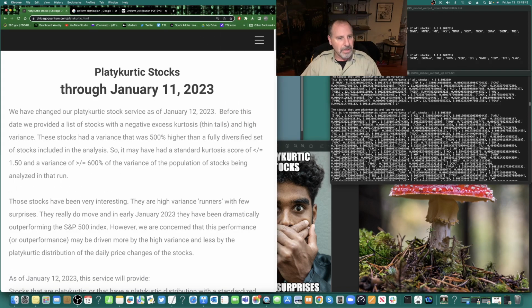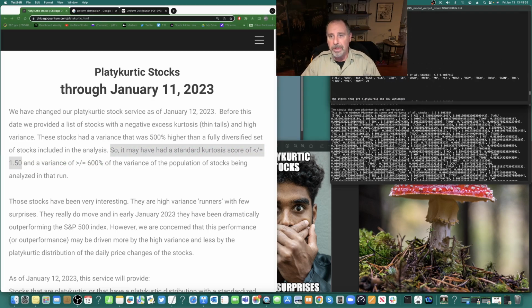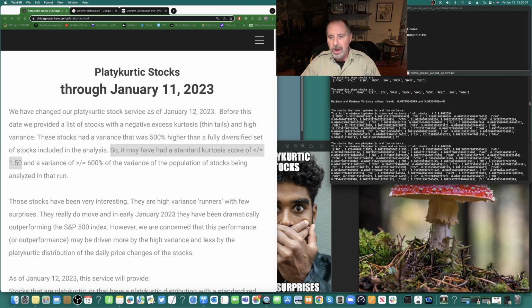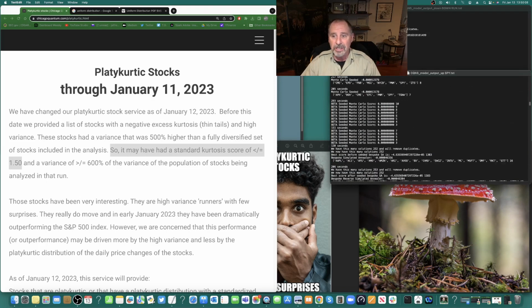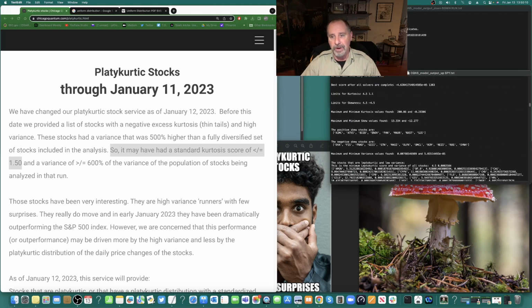So we actually just changed it. We are showing you platykurtic stocks that have a standard kurtosis score of less than or equal to 1.5. Now, in fact, we have adjusted our platykurtic limit to 1.1. And we did that because we were getting too many stocks. And so we decided 1.1 for right now. It's subject to change, right?